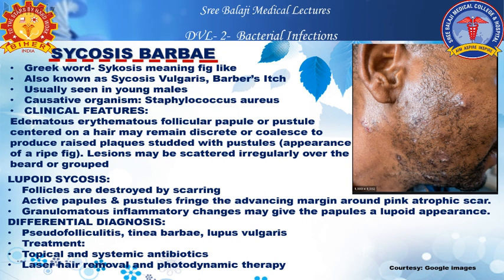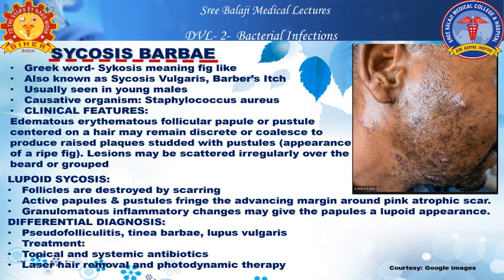The differential diagnosis of lupoid sycosis includes pseudofolliculitis of the beard, Tinea barbae, and lupus vulgaris. Pseudofolliculitis of the beard is due to inversion of the hair follicle as a result of shaving. Tinea barbae is a dermatophytic infection, and lupus vulgaris is one of the common cutaneous tuberculosis.